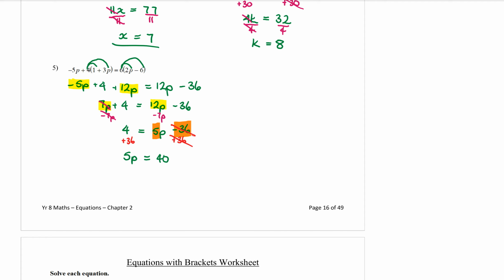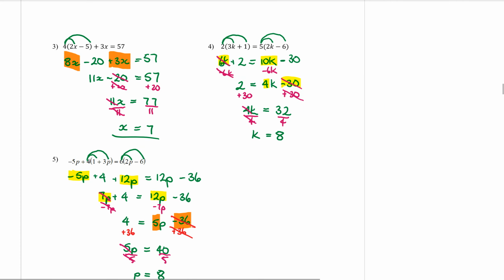And now to get rid of that 5, I divide by 5. p is by itself, and 40 divided by 5 is 8. Okay, so that last question was definitely the trickiest one. There's not very many questions that are that difficult that would be in the challenging department for the questions that you're going to do. But give them a go. Yeah, make sure you show all your working out.